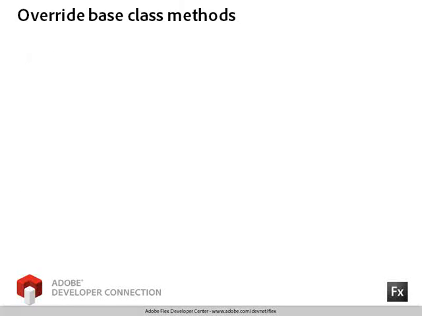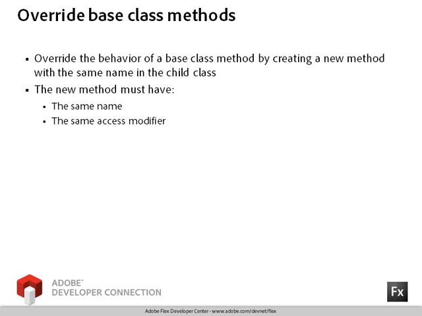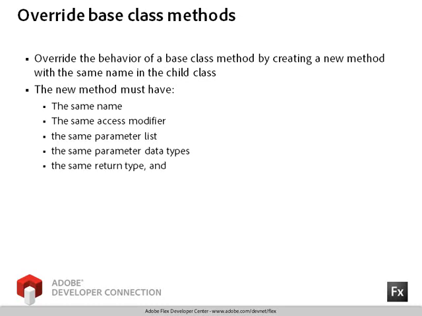Sometimes you will want to inherit methods of a base class, but then modify them in your child class for that class's specific needs. This is called overriding the base class methods. To override the behavior of a base class method, you create a new method within the child class with the same name. The new method must have the same name, the same access modifier, the same parameter list, the same parameter data types, the same return type, and it must be explicitly marked with the override attribute.